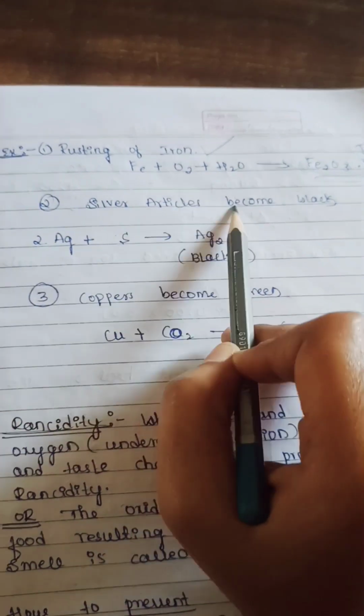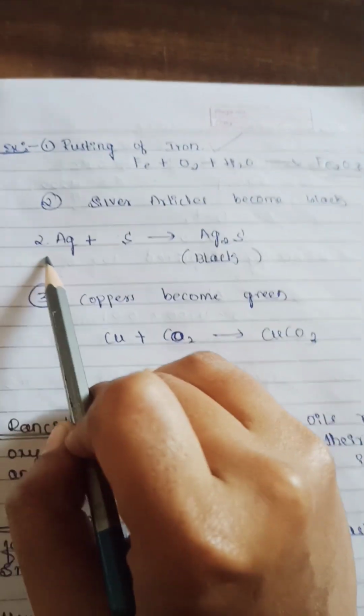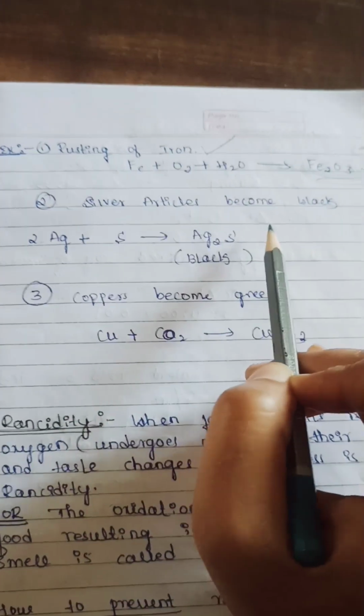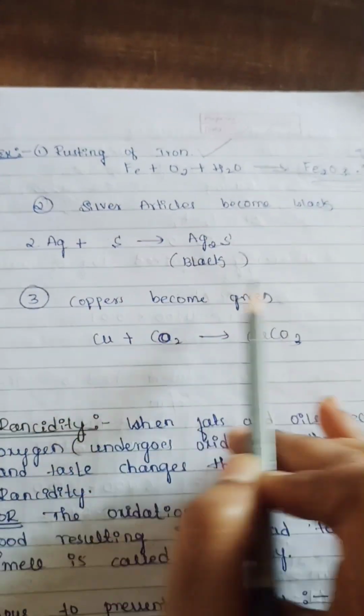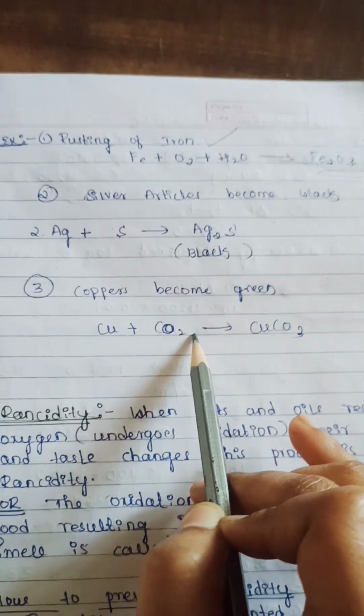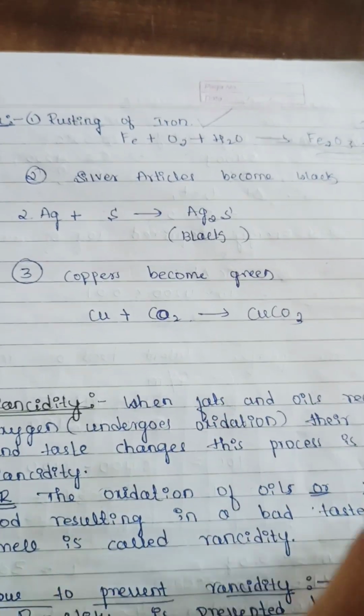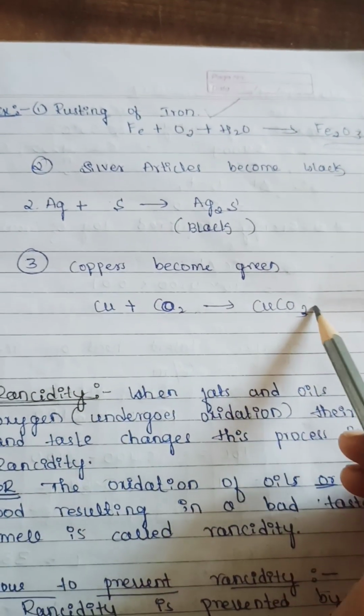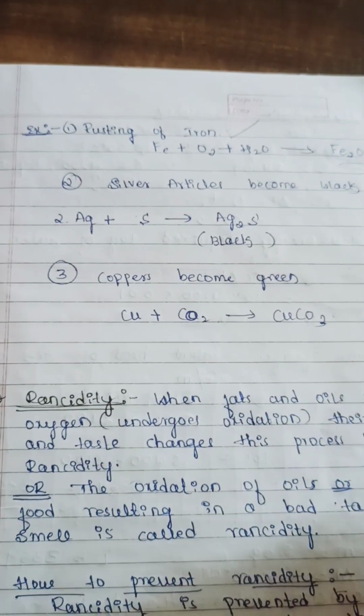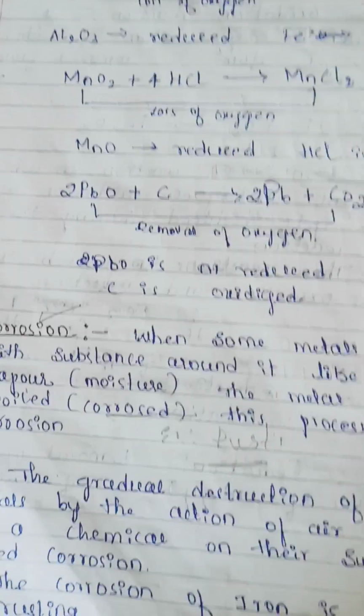Next, silver articles become black. The equation is Ag plus S gives Ag2S. Copper becomes green: Cu plus O2 plus CO2 gives CuCO3. So these all are examples of corrosion.